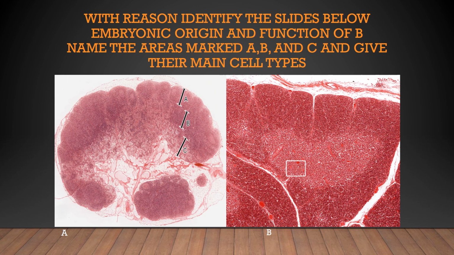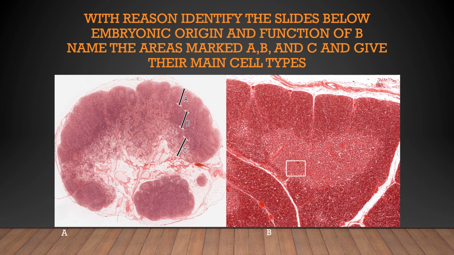So the embryonic origin of the thymus, it originates from the third pharyngeal pouch. The lymphocytes within it come from the mesoderm, and the epithelial reticular cells come from the endoderm. Its main function is that of maturation of T lymphocytes. You may also ask on the hormones produced by the thymus. So you have thymulin, thymosin, and thymopoietin, which stimulate the proliferation and differentiation of T lymphocytes.